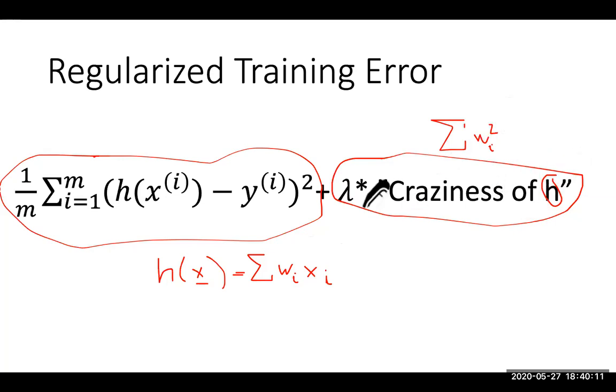So if the weights are small, then the function is not crazy. It's very slowly changing. But if the weights are very large, then this function can change very quickly, and it's then a bit too crazy. So we would like to avoid these unreasonable or crazy predictor functions by adding a regularization term. So this is called a regularization term. And here, this is the training error.